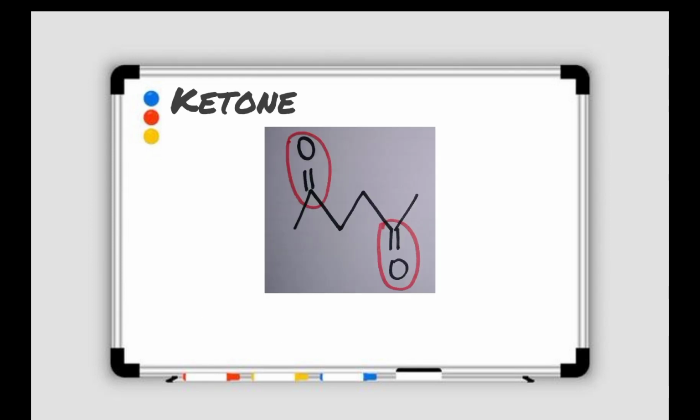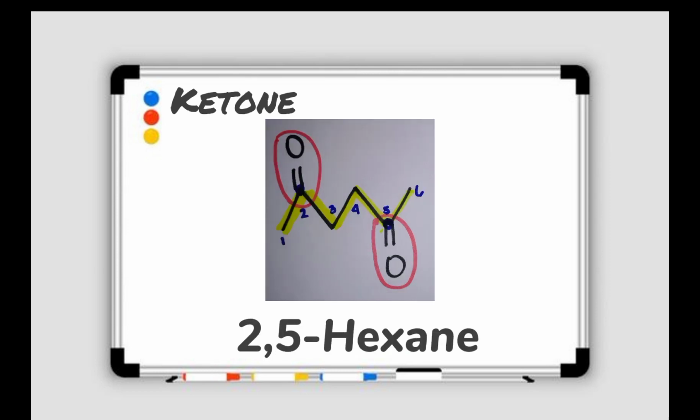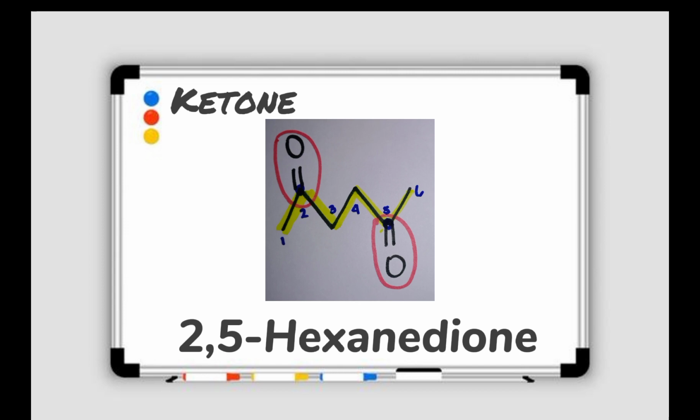If there are 2 carbonyl groups in the structure, identify the parent chain, the location of the carbonyl groups, and add the "di" to the suffix "-one" because we have 2 carbonyl groups present. So, we name the structure 2,5-hexanedione.